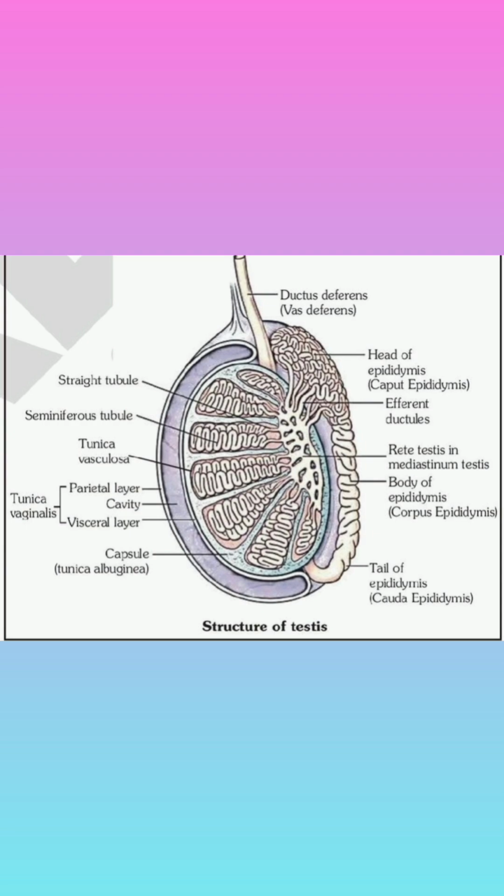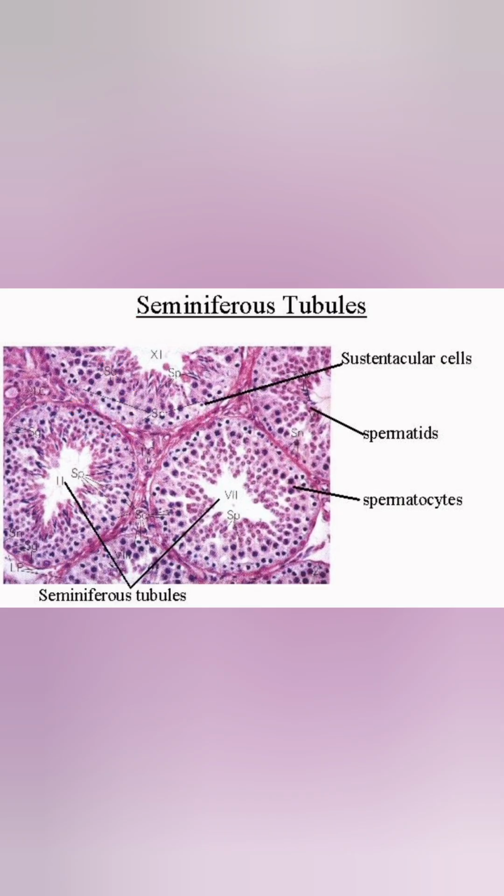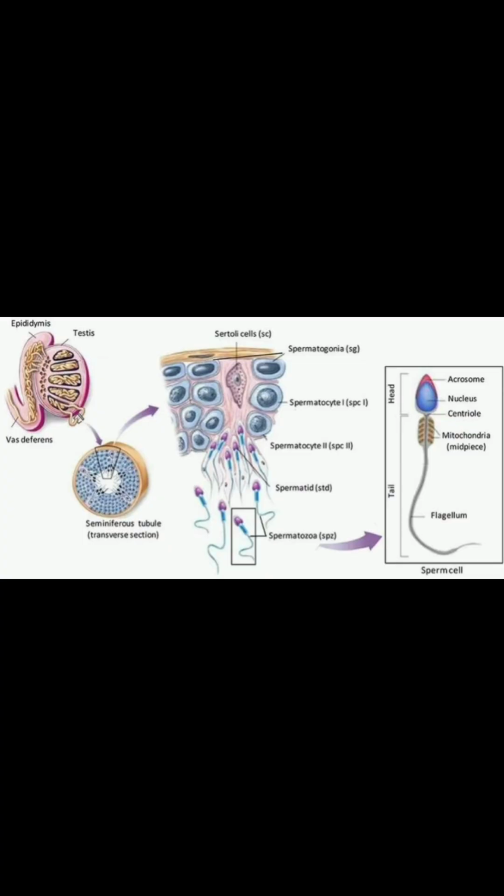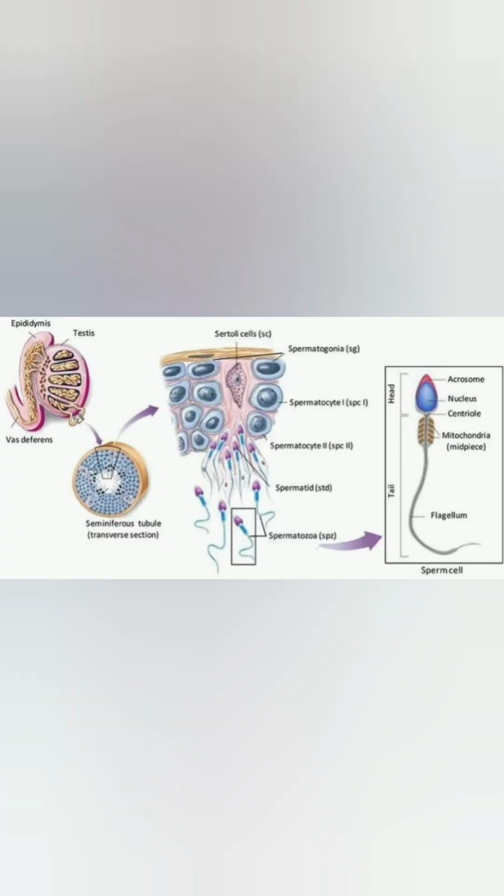Testis consists of lobules. Each testis is divided into approximately 250 lobules. Seminiferous tubules. Each lobule consists of 1 to 3 highly coiled tubes called seminiferous tubules. Function. The tubules are the actual site of spermatogenesis, the process of producing sperm.